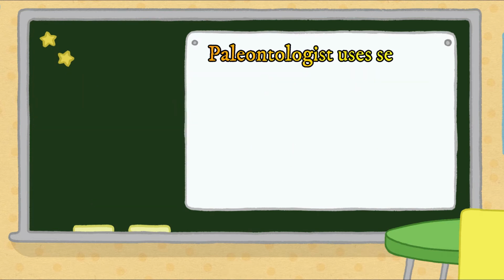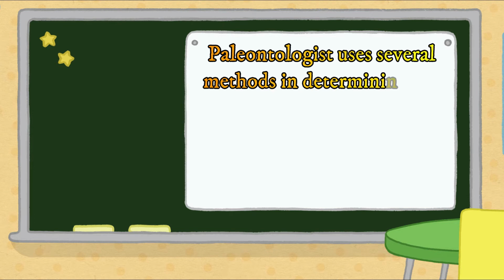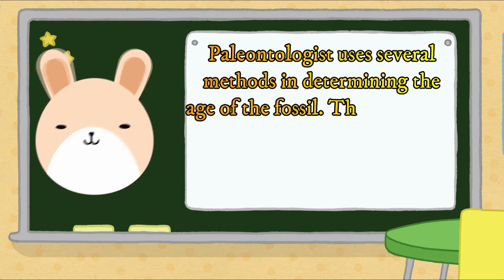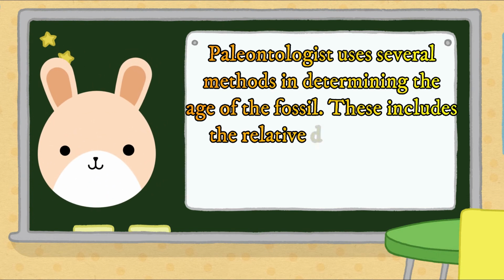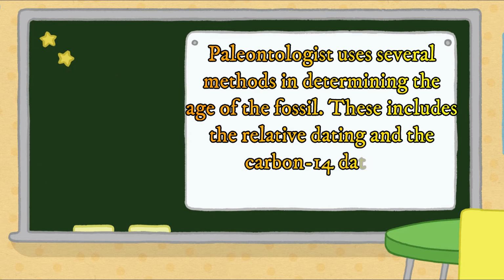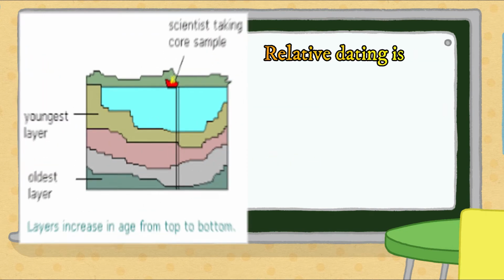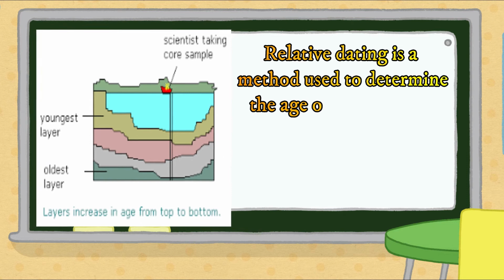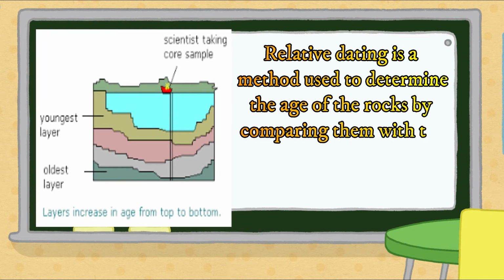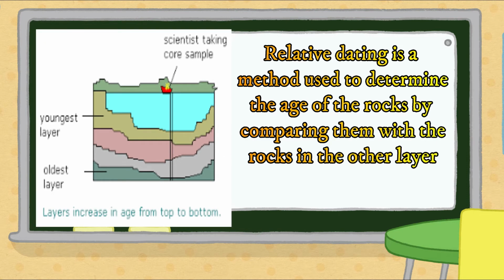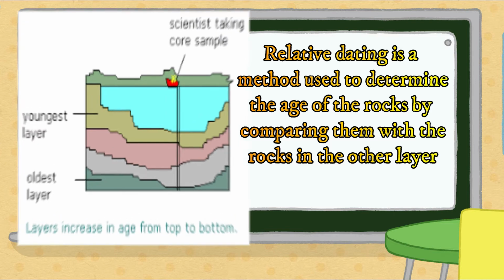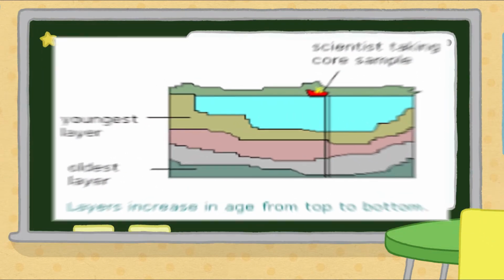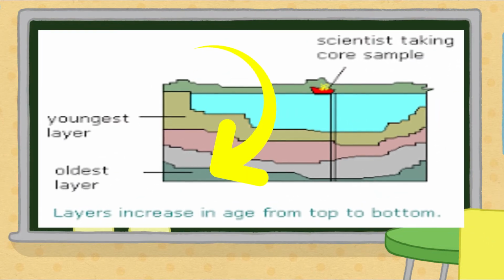Paleontologists use several methods in determining the age of the fossil. This includes the relative dating and the carbon-14 dating. Relative dating is a method used to determine the age of the rocks by comparing them with the rocks in the other layer. Fossils found at the bottom layer are assumed to be older than those on the upper layer.